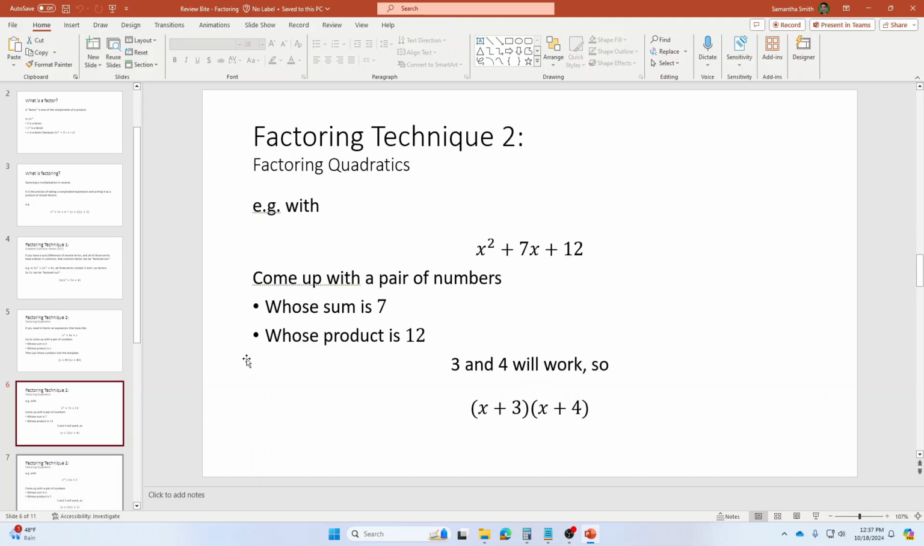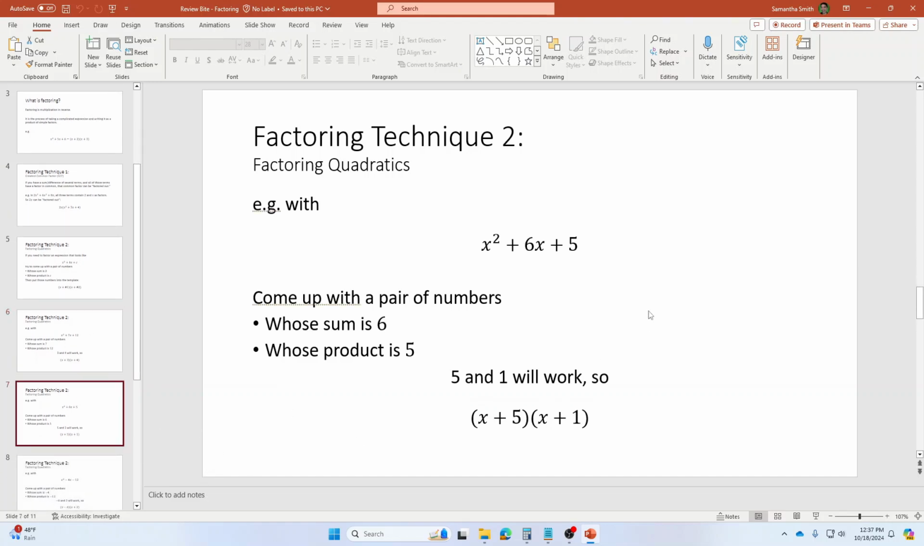To show you an example of that, suppose I was asked to factor x squared plus 7 times x plus 12. I'm trying to come up with a pair of numbers which, when you add them together, you get 7, and when you multiply them together, you get 12. Now, a pair of numbers that has these properties are 3 and 4. Therefore, this expression factors as x plus 3 times x plus 4.